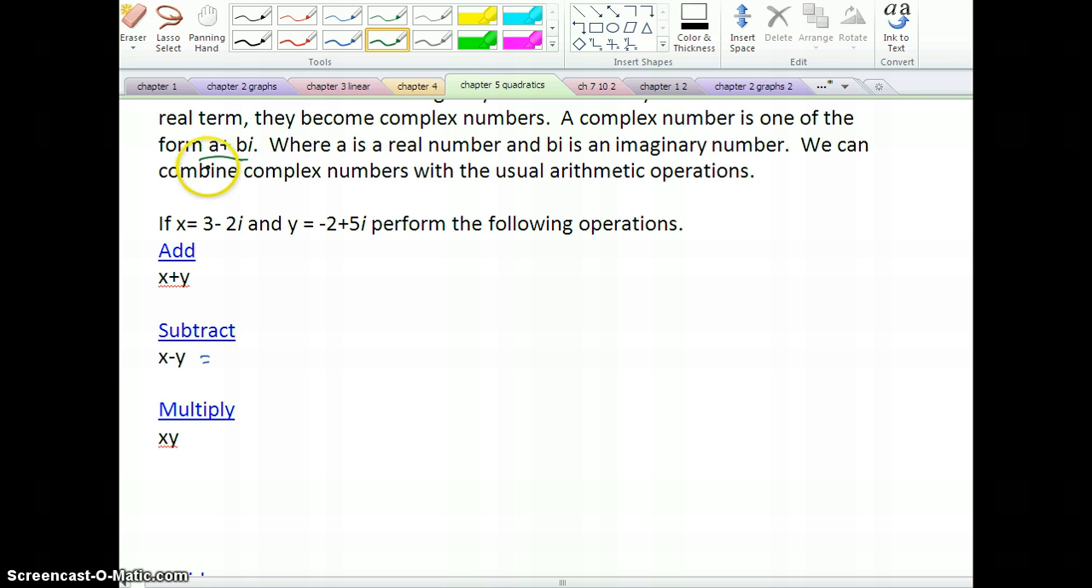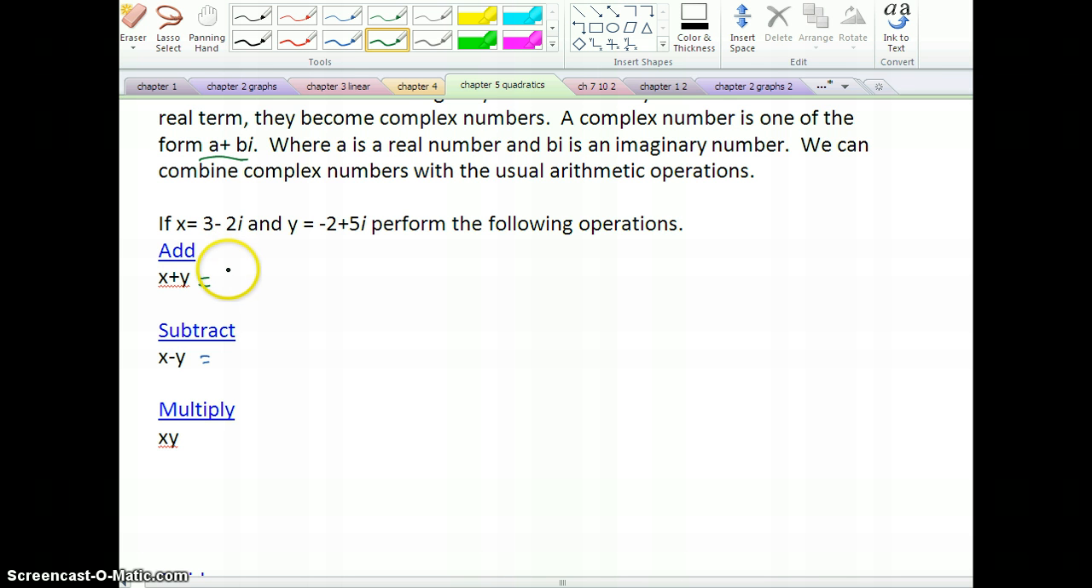And again, this is called standard form of a complex number because it's the real number plus or minus an imaginary value. So what we're going to do now is see how to perform operations with complex numbers. As an example, we're going to use x is 3 minus 2i. We're going to let y equal negative 2 plus 5i and perform the operations of addition, subtraction, multiplication, and later, in just a moment, division.